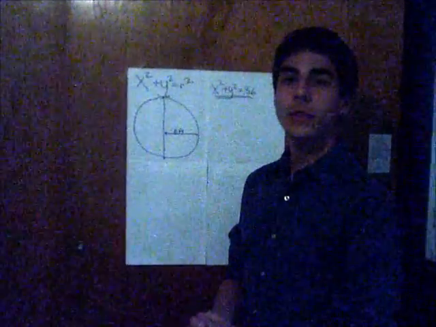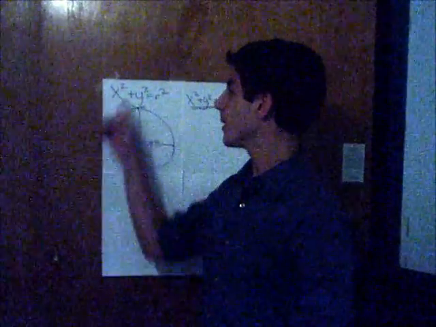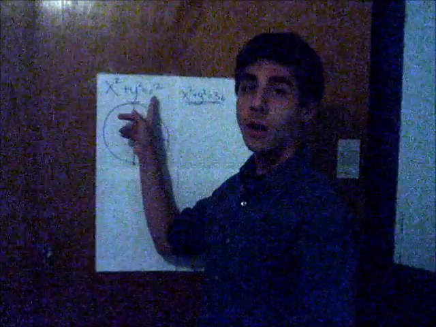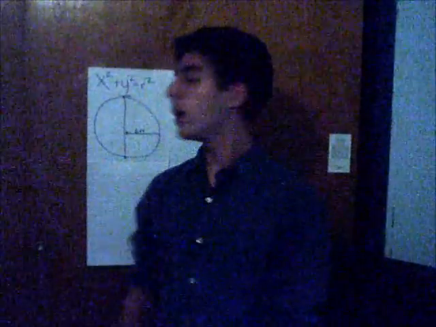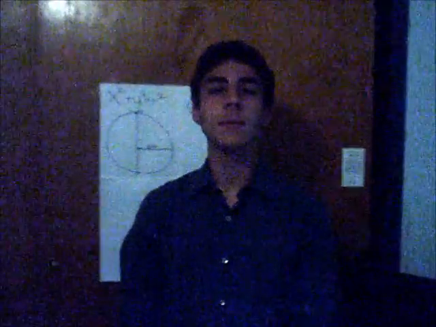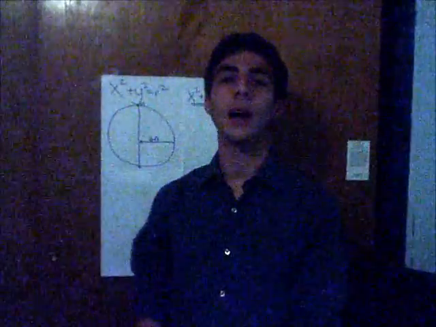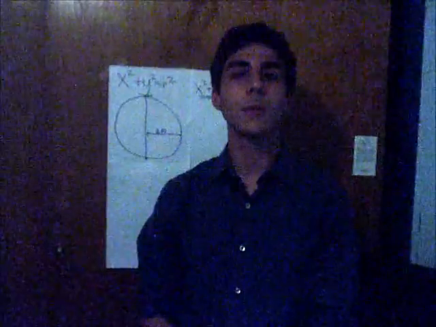Now, if we were to graph this on a coordinate plane, the equation for a circle is x squared plus y squared equals r squared, r standing for radius. Now, if the radius is 6 feet, what is the equation of that circle on a coordinate plane? Go ahead and do it out.